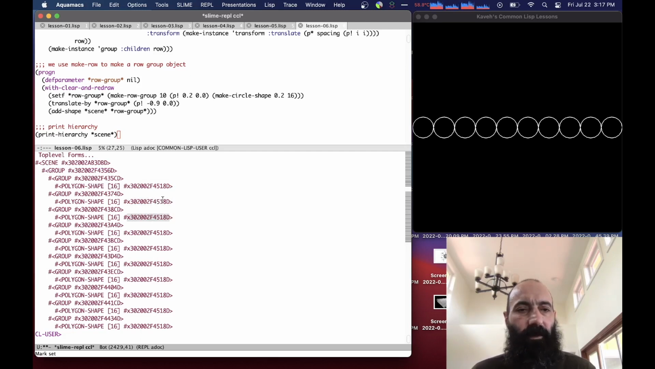If you remember in lesson 5, the previous lesson, we had that pentagon that we put into the hierarchy, and it appeared in 2 places because it was the child of 2 different groups. Well, we're now using that on a bigger scale, having a circle be in 10 different groups, but it's the same circle, and it only takes up the memory of one circle.